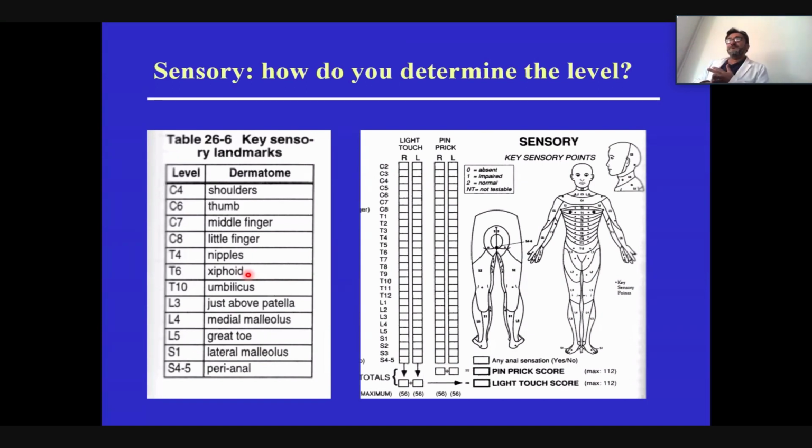Then you need to do a sensory examination, and you need to test all the dermatomes, or you can skip. For example, you can do the shoulder, and then you look at the umbilicus, and then you go into the lower limb, and you find out where the site of the lesion is. And once you have an idea, then you can go further down and precisely identify which area or which dermatome is affected.